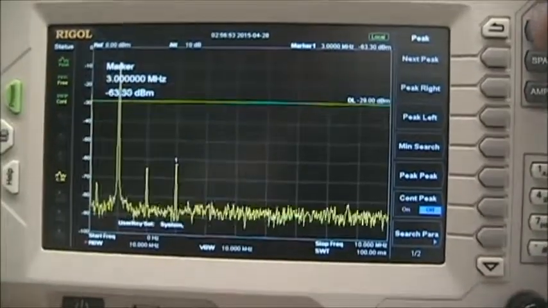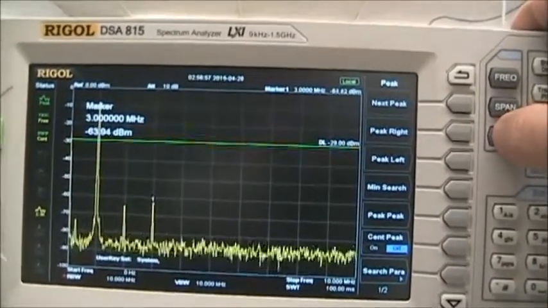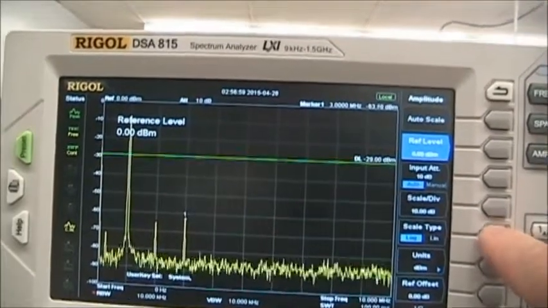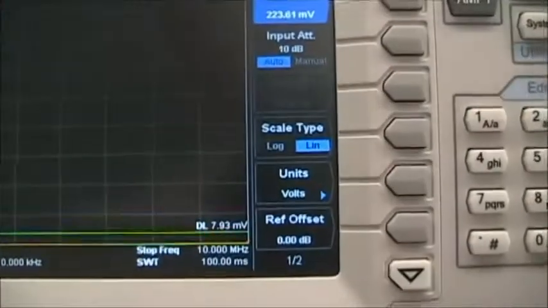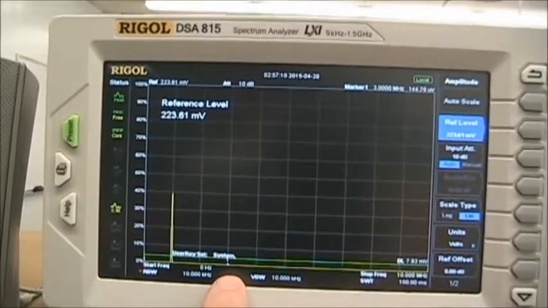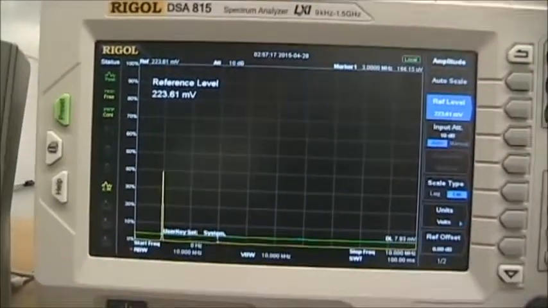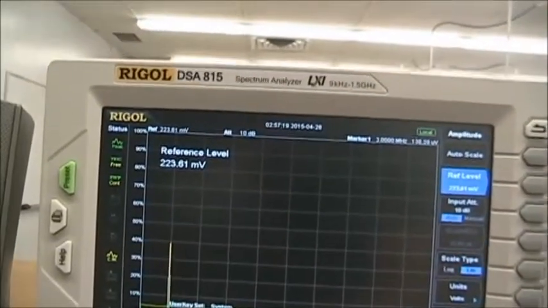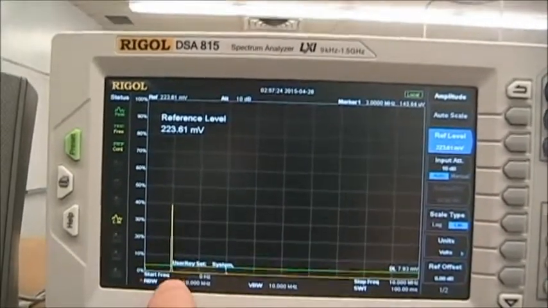If the spectrum analyzer amplitude or vertical scaling is changed by pushing amplitude and log to linear, we see that in the linear mode, our 1 megahertz signal has declined, and the 2 and 3 megahertz signals are essentially zero. This is because they were only 100,000th or 10 to the minus 5, 50 dB, below the primary signal.